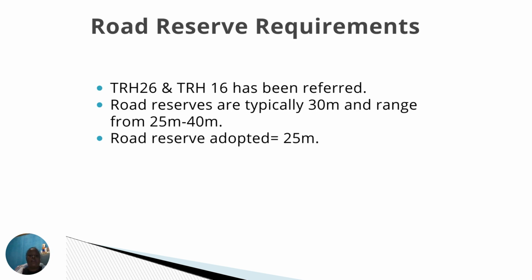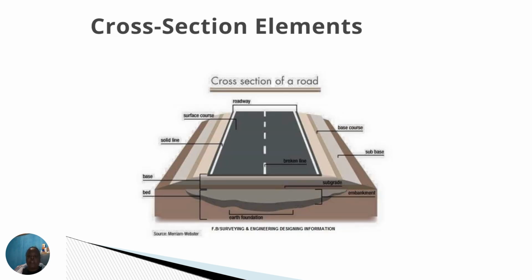Now the road reserve requirements. TRH26 and TRH16 have been referred to. The road reserves are typically 30 meters and range from 25 to 40 meters. The adopted road reserve is 25 meters. Now the next slide is a cross-section of the road indicating the different types of layers of this particular road.